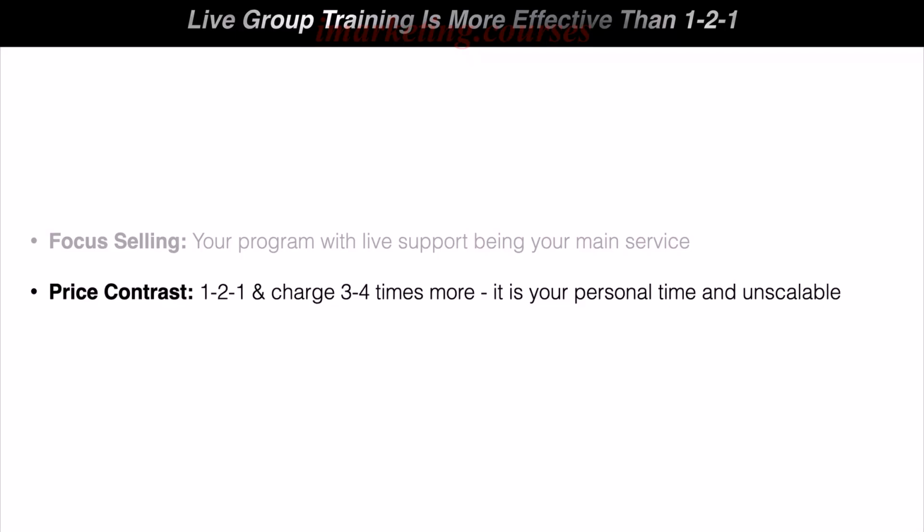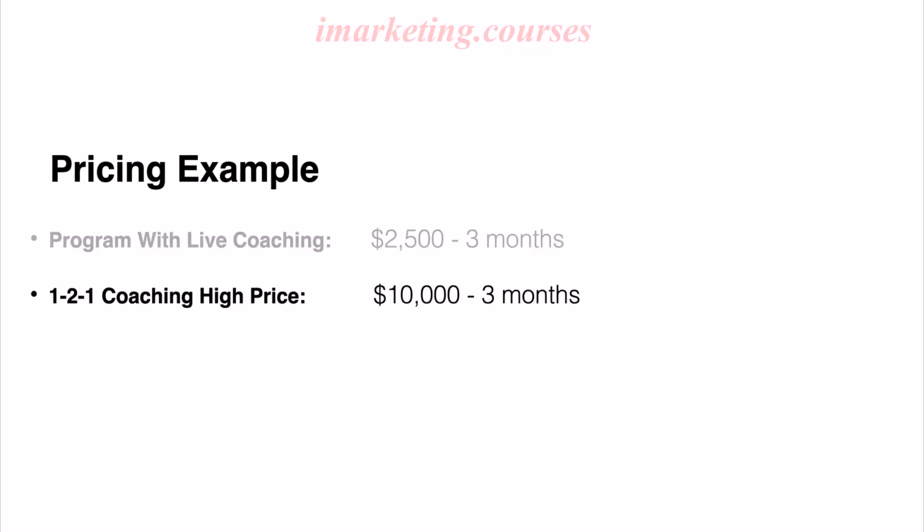Price contrast one-to-one and charge 3 to 4 times more. It is your personal time and it's unscalable. So here's how this goes for a price example. Say your program with live coaching is $2,500 for 3 months. That means that, of course, you can still provide one-to-one, but your one-to-one coaching is high price and it's $10,000 for 3 months. So it will contrast the 3 months at $2,500.